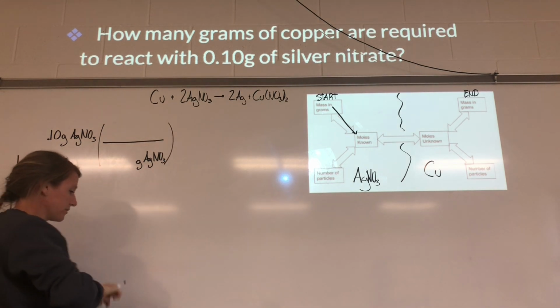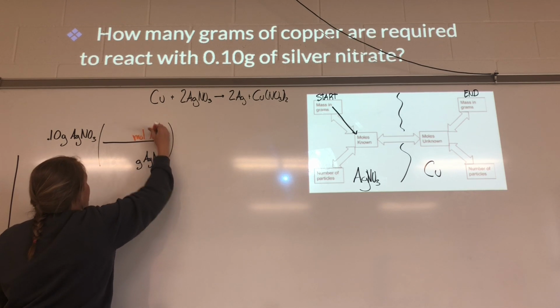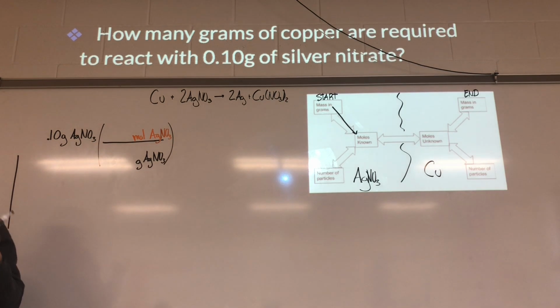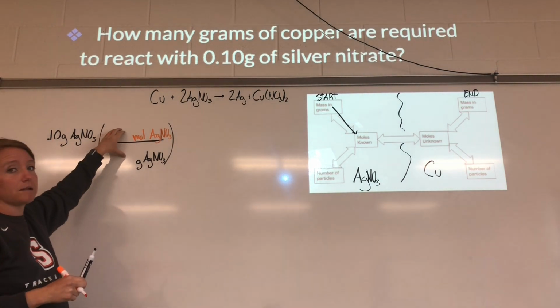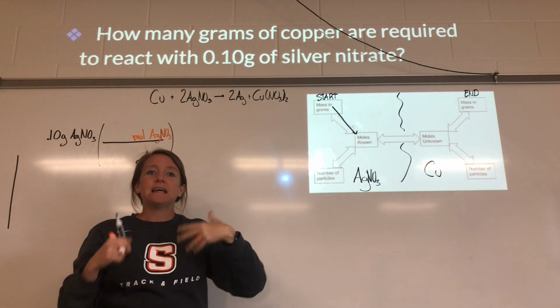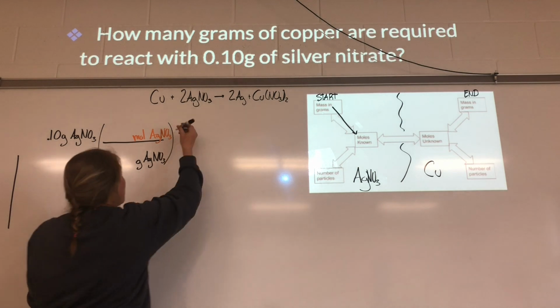I'm going to change colors here on purpose, because I'm changing it into moles of silver nitrate. Now notice once again, I don't have any numbers plugged in. I think it's best to set up the pathway and then worry about the conversion numbers. Okay, all right, so let's keep going.